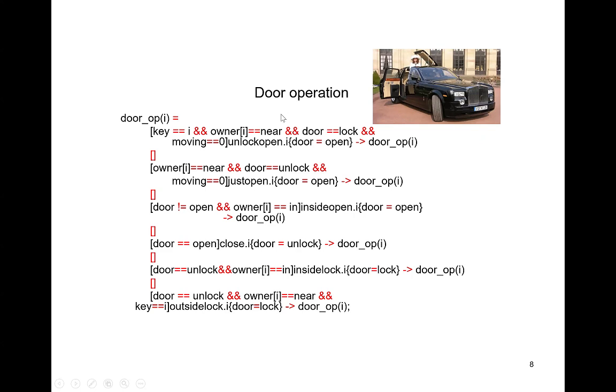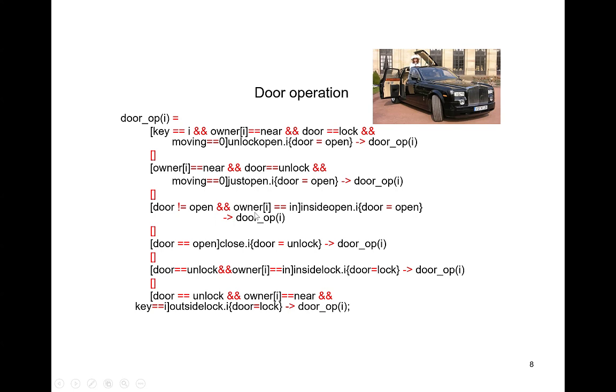Door operation is perhaps a bit more complicated. When the key is with the husband, the driver is near the car, the door is locked. When the car is not moving, you can unlock and open the door. When you open the door, here's a piece of program, assign door equal open. If near the car and unlocked, when the car is not moving, you can just open the door. And when the door is open, when the driver is inside the car, you can also open the door from inside, and the door state will become open.